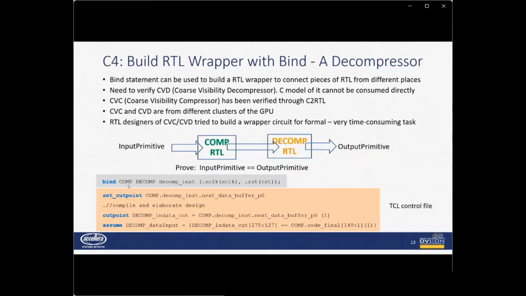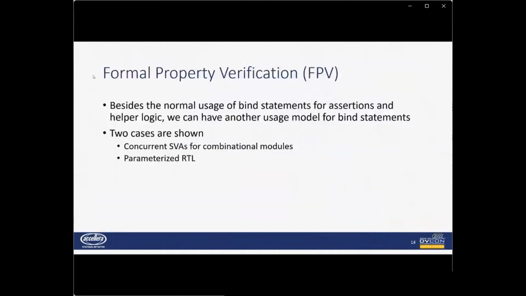So here's our solution. First, we use a bind statement. We bind our decompressor to the compressor module. Then all the signals within the decompressor can be visible to the compressor. So now we do a couple for the decompressor instance, where we define the input for the decompressor kernel. Then we use the compressor internal signal, the output compressed data, to directly drive the internal signal. By doing this, we can verify whether the input primitive is equivalent to the output primitive after a certain number of cycles of decompression.